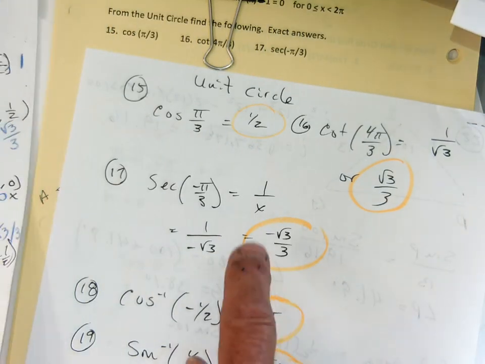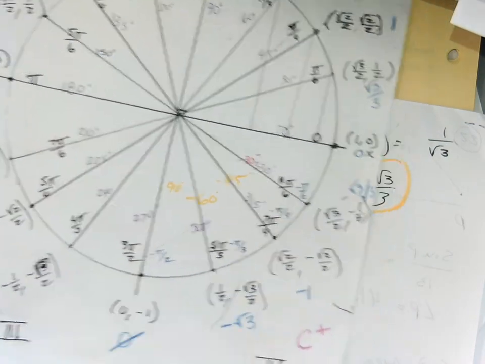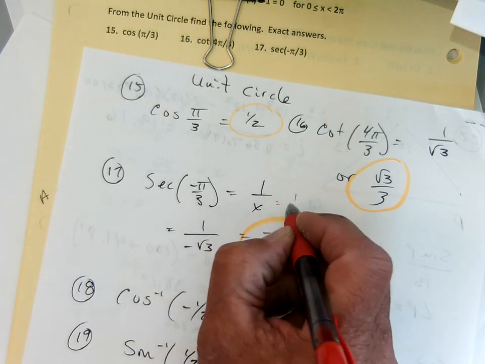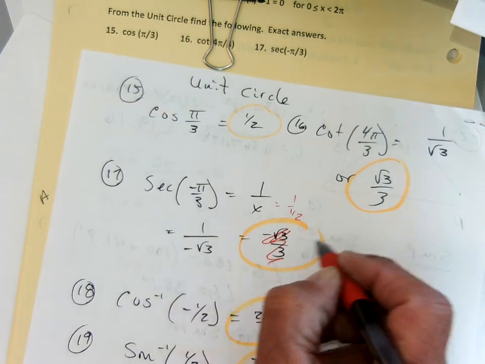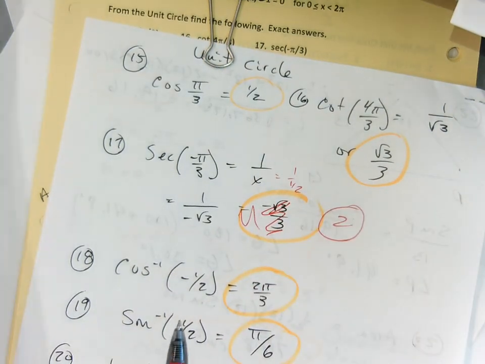Why did I make a mistake on this one? I think I did. Darn it. I hate when I make mistakes. Okay, so that's 1 over 1/2. That's easy. 1 over 1/2 is just 2. My bad. Fix that. I'm glad I'm going back through this.